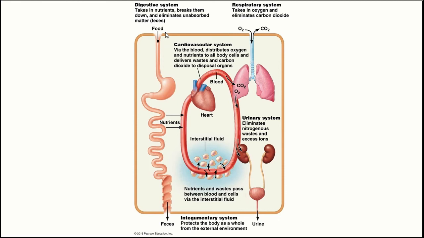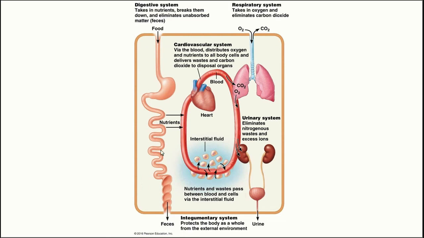The integumentary system's main job is to protect the deeper organs and tissues so that they can do their job. The respiratory system over here delivers oxygen to the blood and removes carbon dioxide gas, which is a waste product from the breakdown of glucose. And so the respiratory system's job here is to move respiratory gases, so that is oxygen and carbon dioxide.